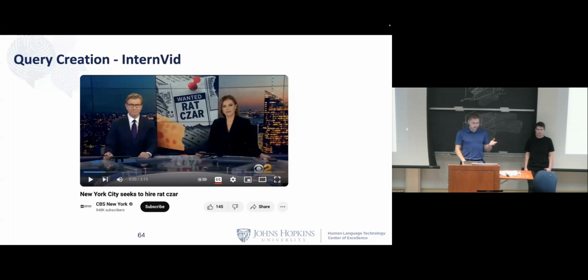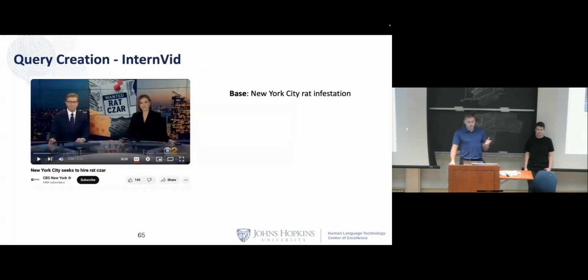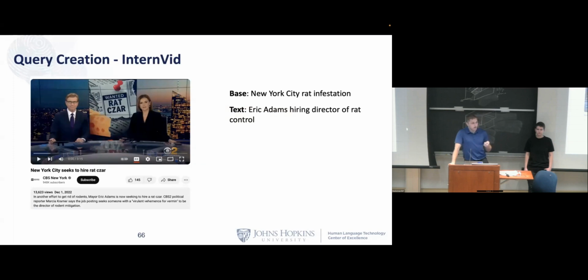We didn't have the nice annotations that we did before, so we followed more or less the path that we used for multi-event. We tried to write a base event query that was grounded in some kind of text document. Here the base event was the New York City rat infestation. We also asked annotators to write a query using only the text description itself. The goal was to still have it be about the original event, but to add one piece of new information that was not in the base query. Here, they're hiring the director of rat control.